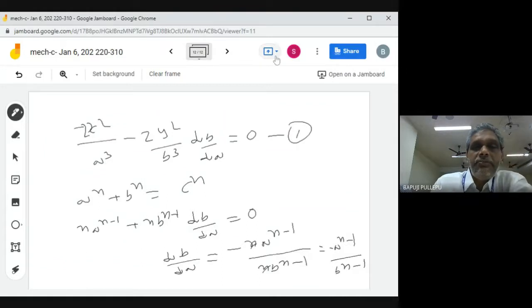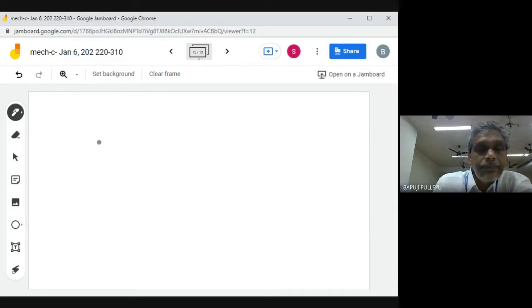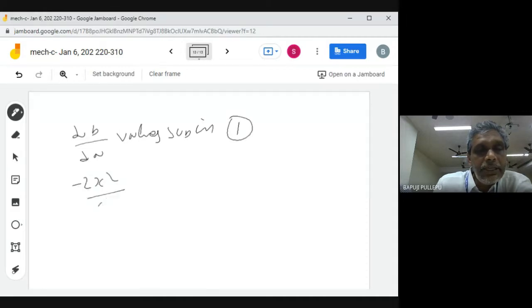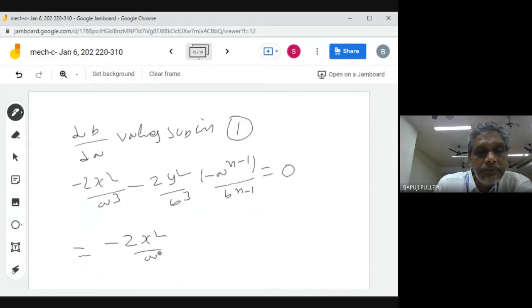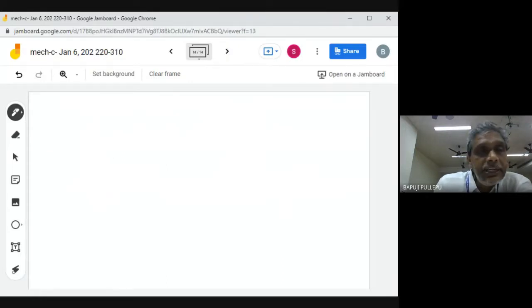So dv by dA value substituting in 1. What will I get? Minus 2x square by a cube minus 2y square by b cube into minus a to the power of n minus 1 divided by b to the power of n minus 1 is equal to 0. So this is equal to what? Minus 2x square by a cube is equal to minus 2y square a to the power of n minus 1 divided by b cube into b to the power of n minus 1. Correct? This minus 2 cancels. Then a power n minus 1, if you bring this side, x square by a to the power of n plus 2 is equal to, minus minus also cancel, y square by b to the power of n plus 2. Now only the game will start.